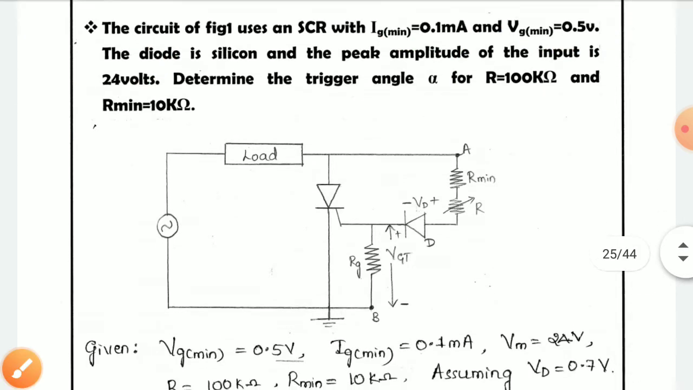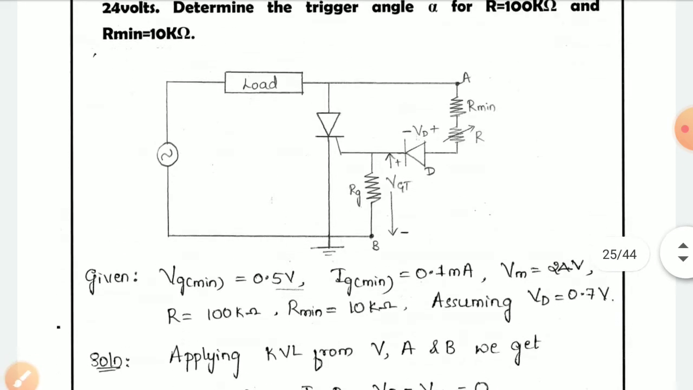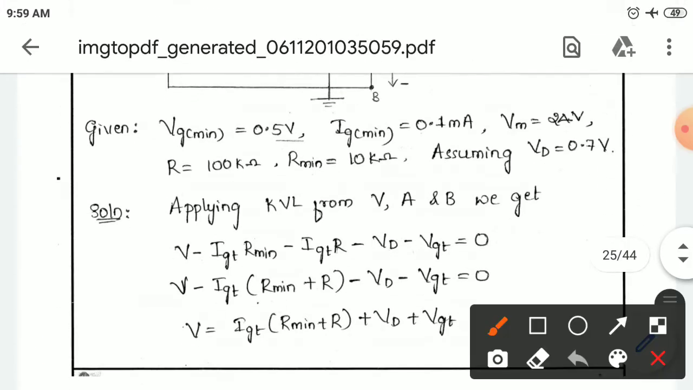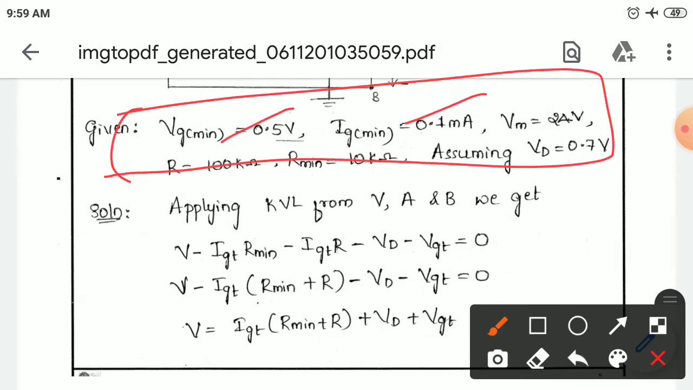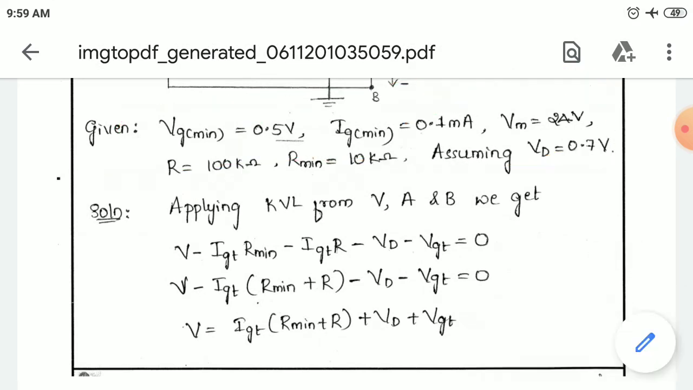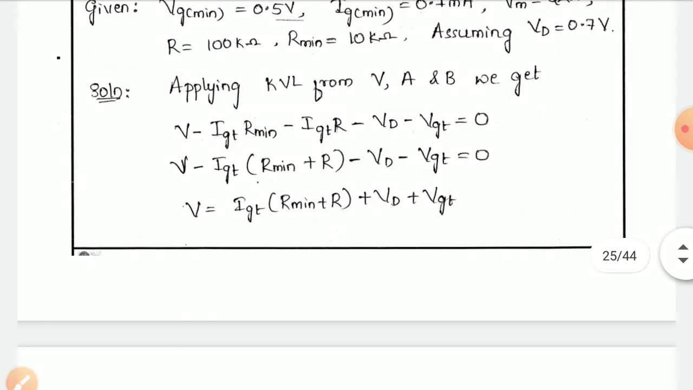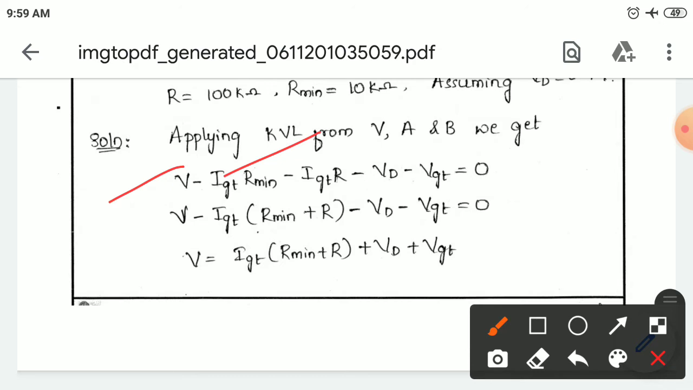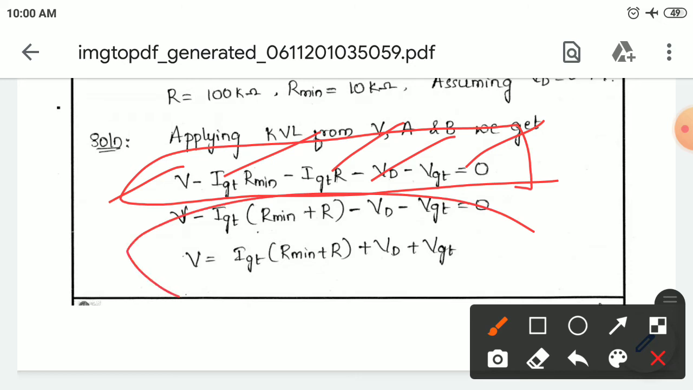So you just refer to this figure and once again you apply the same KVL here. So applying KVL from V, A and B, in this loop you apply the KVL. You first list out the given parameters: VG, IG, Vm, R minimum, and VD, which you just assume is a diode drop of 0.7 volts. If it is given you can use it; if it is not given you can always use 0.7 volts. So once again, with the same principle, you apply KVL here. So V minus IGT R minimum, minus IGT R, minus VD, minus VGT, the same previous equation you will get. Okay, so from this you just simplify it for V.